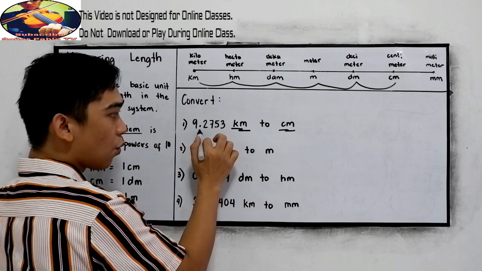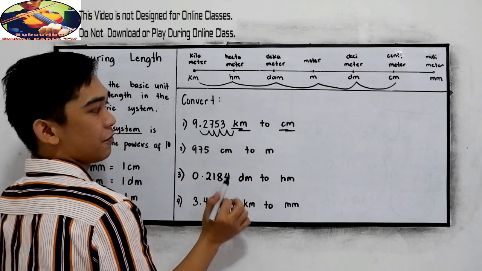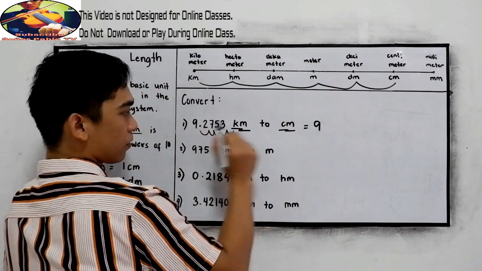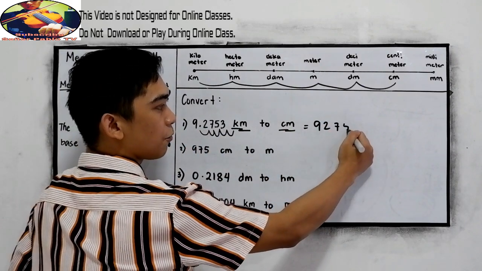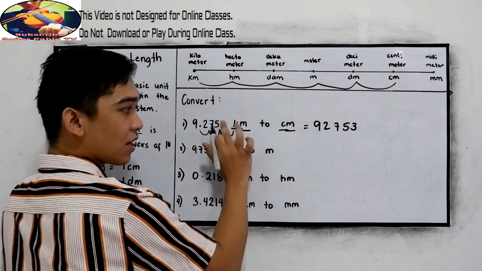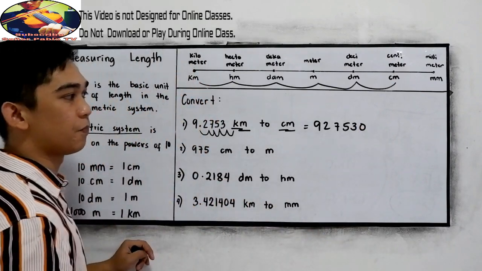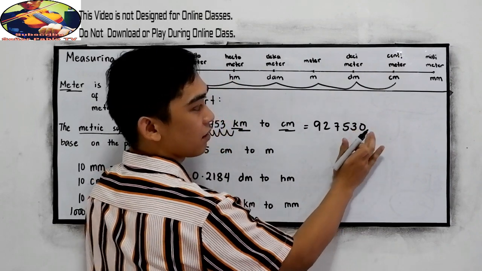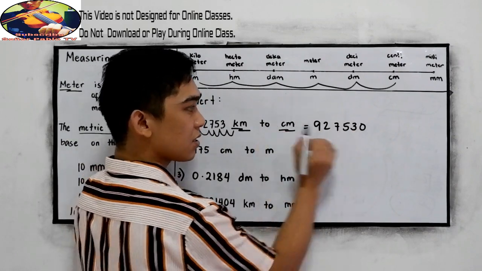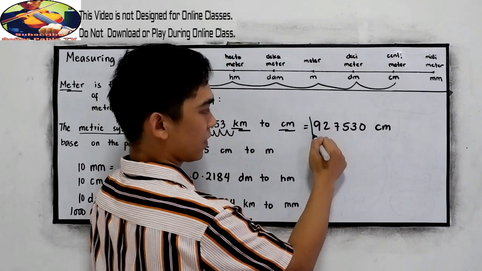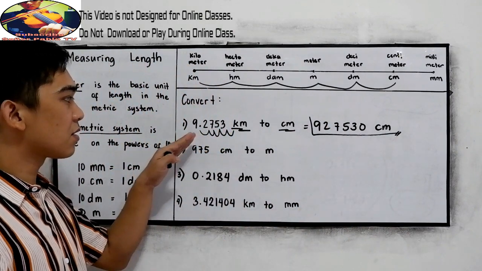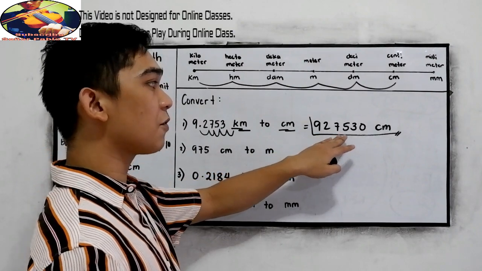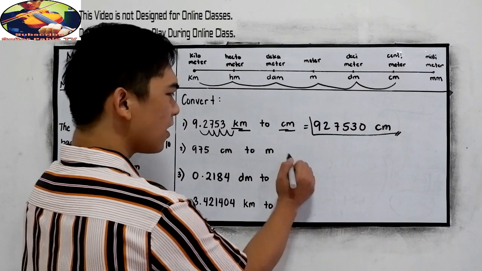So move 5 times. 1, 2, 3, 4, 5. So we have an excess here. So we can write that as 9, 2, 7, 5, 3, and we have excess, we will write 0 on that. Understood that our decimal point is located here. It's okay not to write our decimal point because this is a whole number now. So our unit is cm. Okay. That means 9.2753 kilometers is equal to 927,530 centimeters.